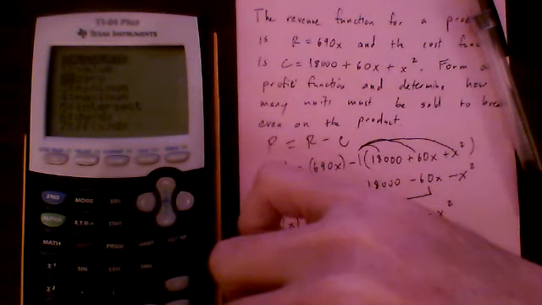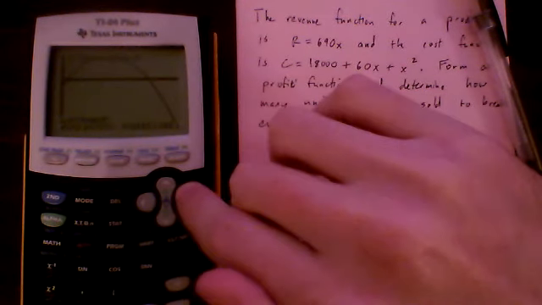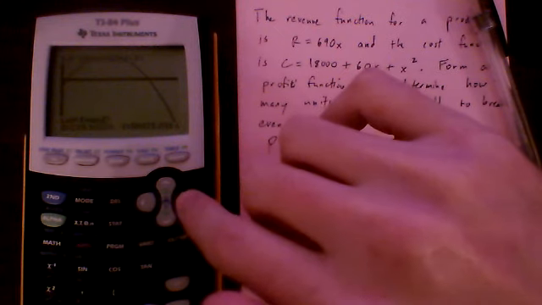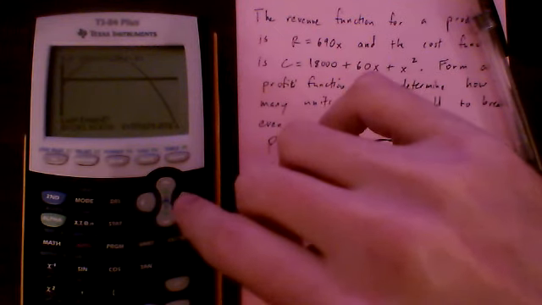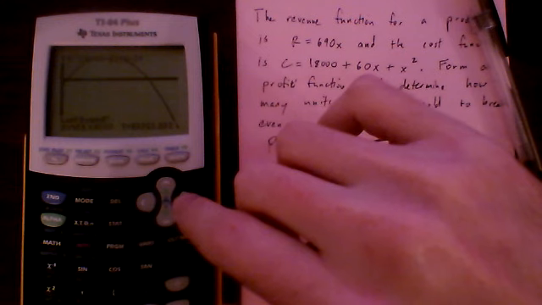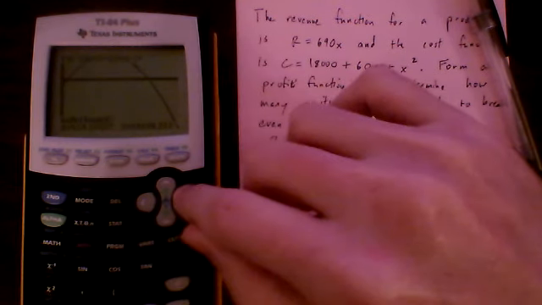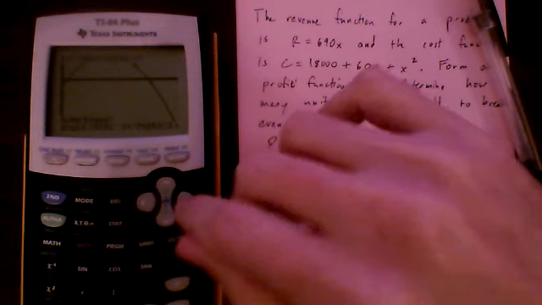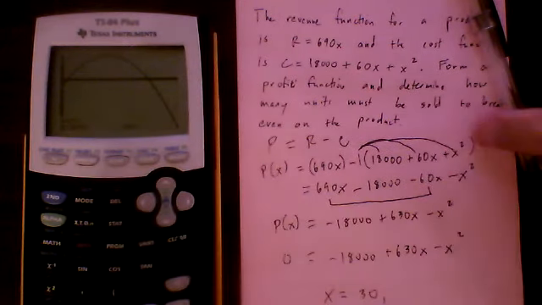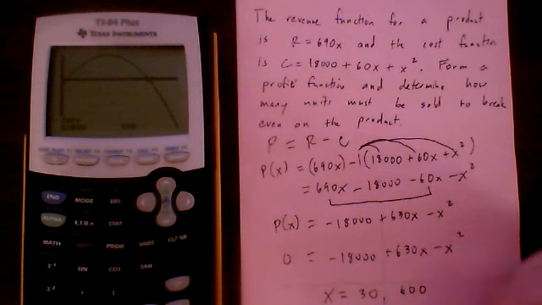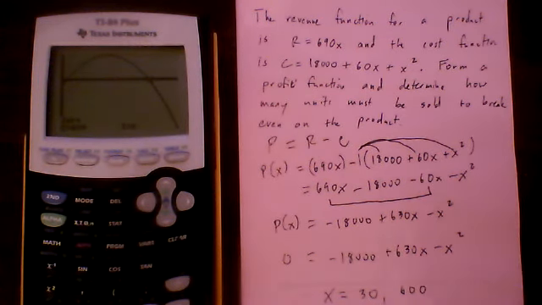And then we'll do the same thing again, choose the 0 option. This time we want to scroll over, definitely to the left. So we'll hit enter there. Then we'll scroll over past that point. Enter one more time for our guess, and then 600. So we'll break even if we produce 60 units or if we produce 600 units of this particular product.